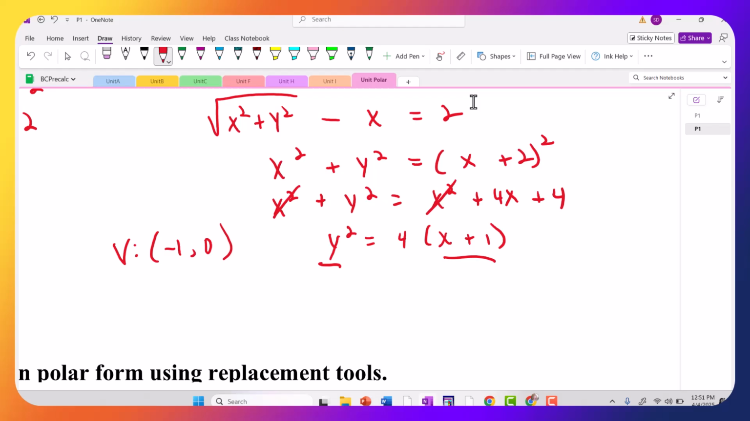Do you remember where 4 came from? This is where we get our p value. P is the key.